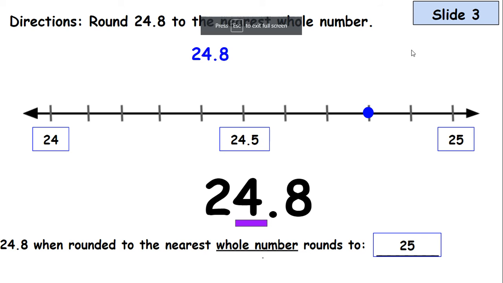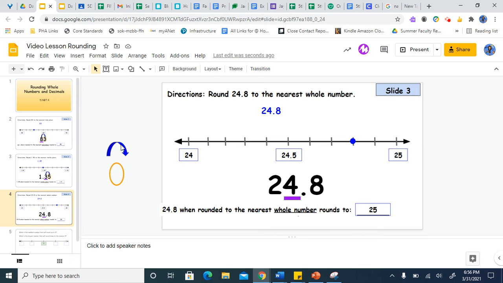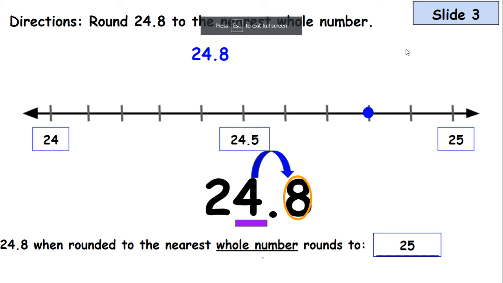Now we look to the right of the ones place. So I'm going to drag the arrow so we can see where we're looking. So we're going to look at the 8 in the tenths place since that's the digit to the right. Remember the saying, 4 or less, let it rest. 5 or more, raise the score. So 8 falls in the category of 5 or more. So that means 24 is going to round up to 25.